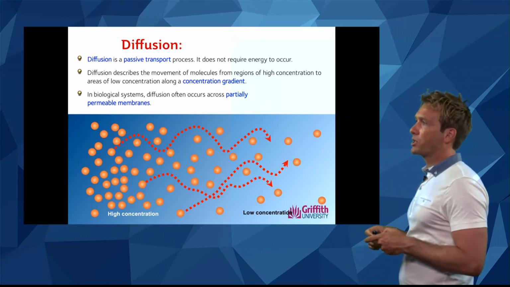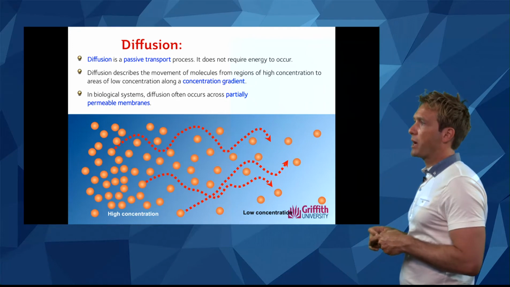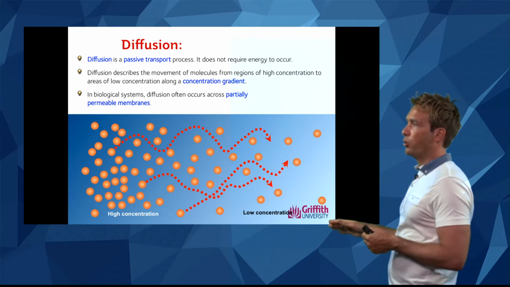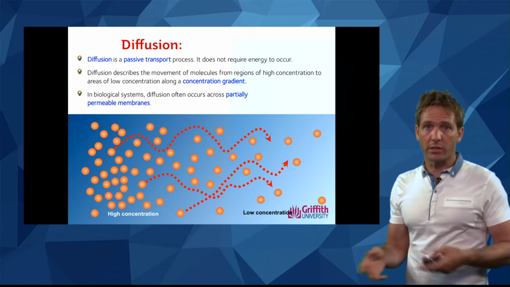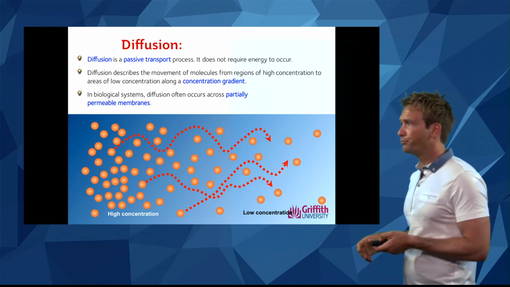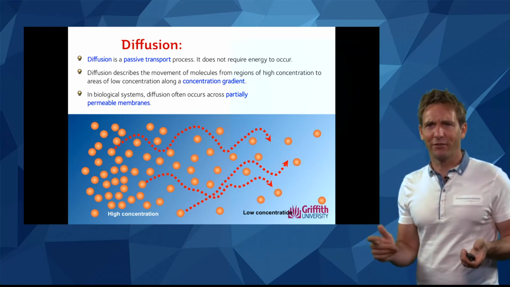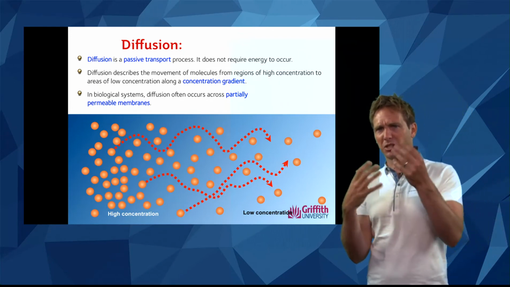In biological systems, diffusion often occurs across partially permeable membranes. So you can have a cell membrane, for instance, as a partially permeable membrane. The example that I give my students in class, because it sticks in their brains.